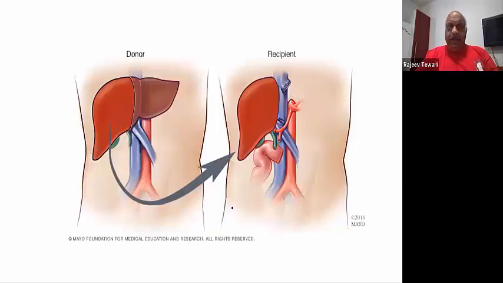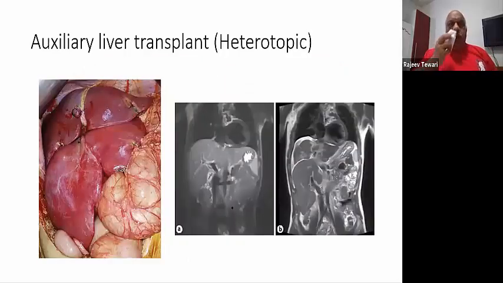Next slide. There was a question on auxiliary liver transplant. In all India, there was only one question: what is the main indication of auxiliary liver transplant? So what is auxiliary liver transplant? In normal liver transplant, we remove the native liver and put the new liver in the original place.